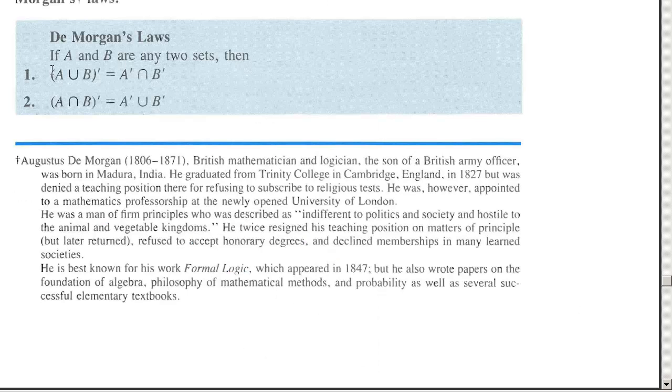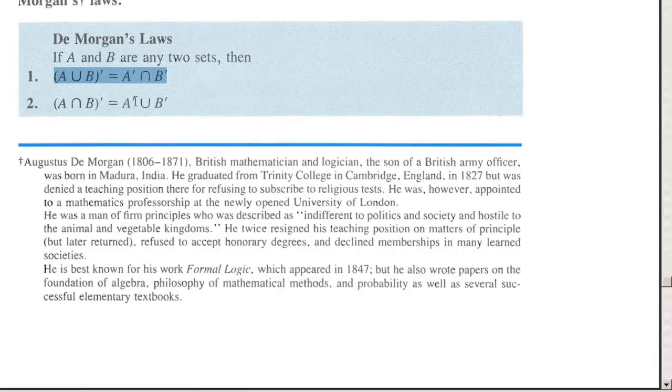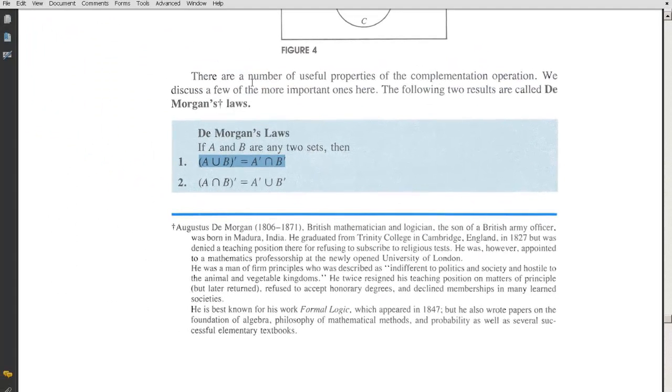These 2 statements are true always. That is, the complement of A union B equals A prime intersect B prime, and this one also. Okay, so you can check this. These are called DeMorgan's laws, and you can check it by drawing a Venn diagram for this and a Venn diagram for this, and you'll find that you get the same region. So that means that this is equal to this.